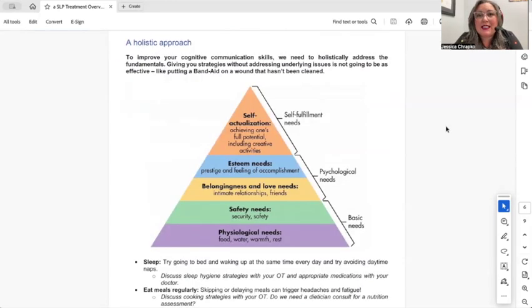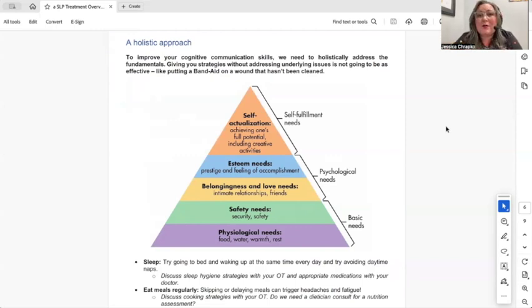Having worked on multidisciplinary rehabilitation teams for most of my career, I very much understand the importance of a holistic approach. Things do not exist in isolation, especially in the body. We are a system of systems. To improve cognitive communication skills, we need to make sure we are taking care of the basics. Giving you cognitive communication strategies without enforcing strategies to help underlying issues is not going to be as effective. It's like slapping a band-aid on a wound that hasn't been cleaned.